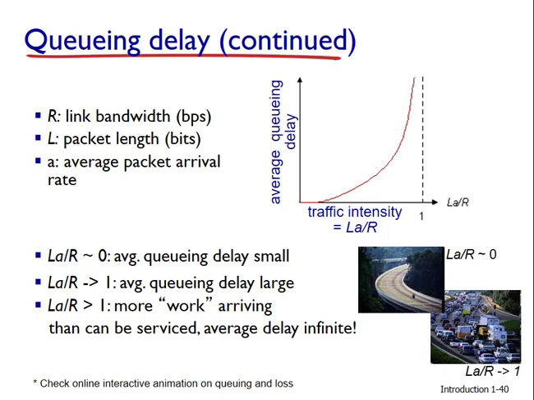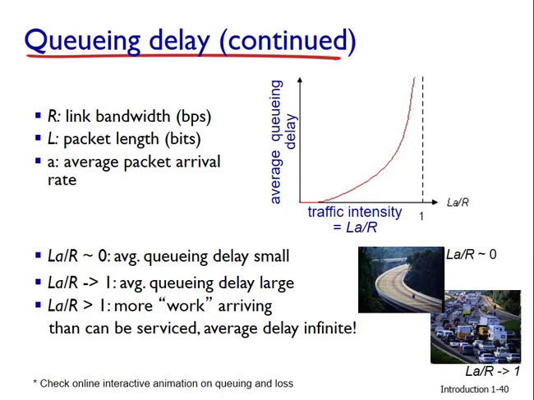Unlike the other three delays, processing, transmission, and propagation, the queuing delay can vary from packet to packet. For example, if 10 packets arrived at an empty link at the same time, the first packet transmitted will suffer no queuing delay at all, while the last packet transmitted will suffer relatively large queuing delay.